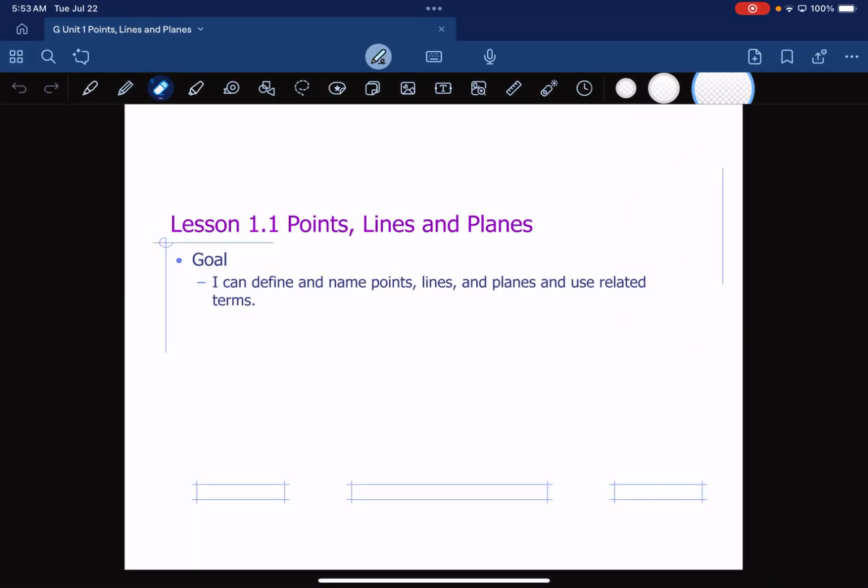All right, well, this is our first lesson in geometry, lesson 1-1, points, lines, and planes. And you can see the goal there is I can define and name points, lines, and planes and use related terms. Well, a lot of geometry is not mathematics. A lot of geometry is just vocabulary and concepts related to that vocabulary. So it's really important that we build a correct base of vocabulary so that we can communicate and understand one another. So that's why this section's here.